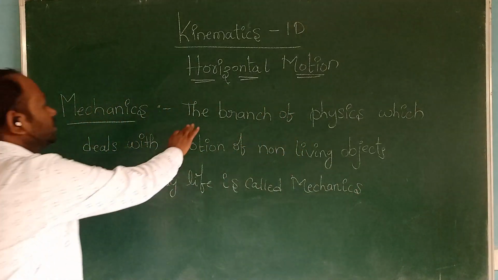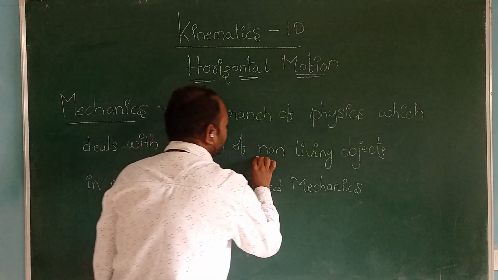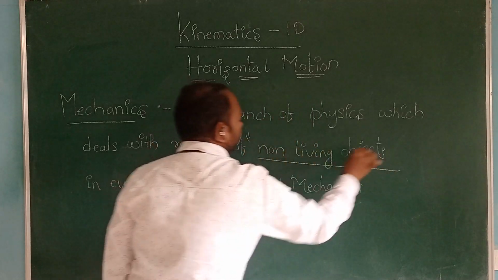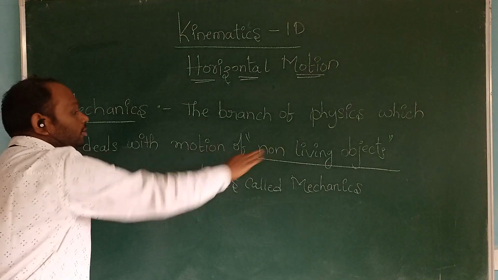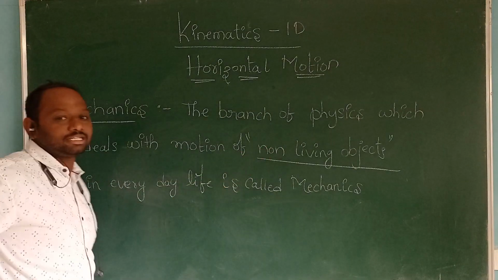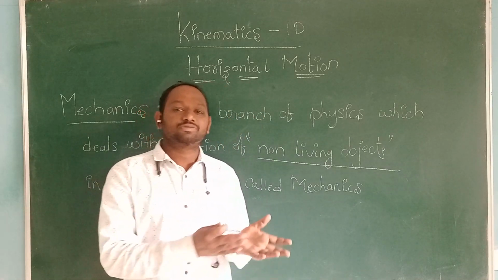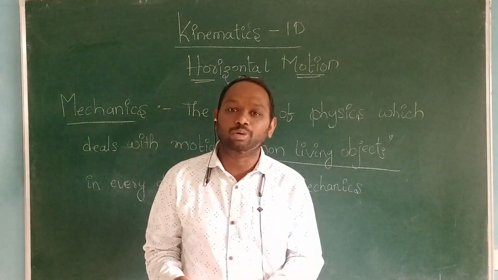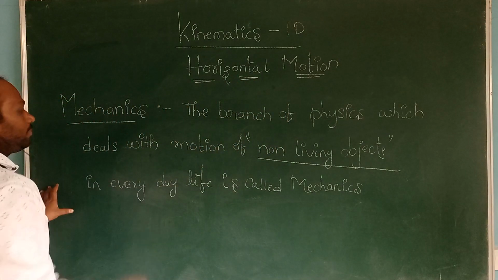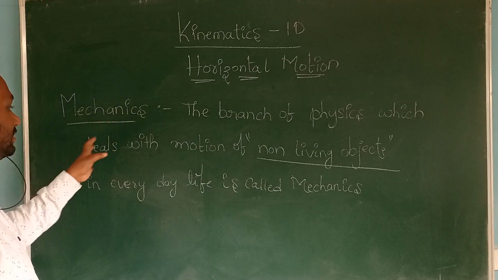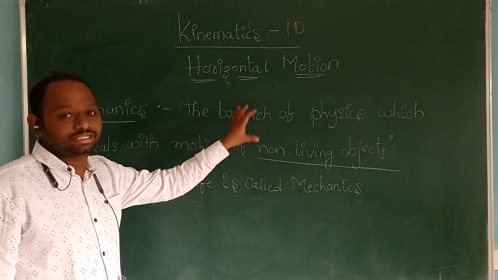All of you see clearly. The branch of physics which deals with the motion of, this term is very important, non-living objects in everyday life. So what are non-living objects? Chair is one of the non-living objects. Table, doors, and anything, whatever it may be in the world. The branch of physics which deals with the motion of non-living objects in everyday life is called mechanics.